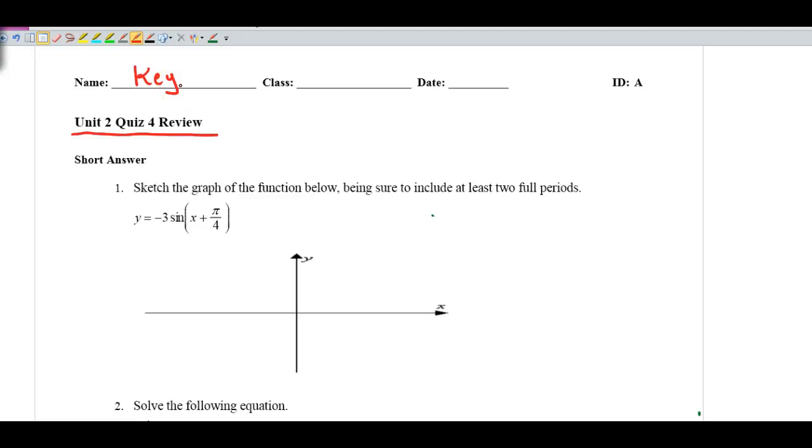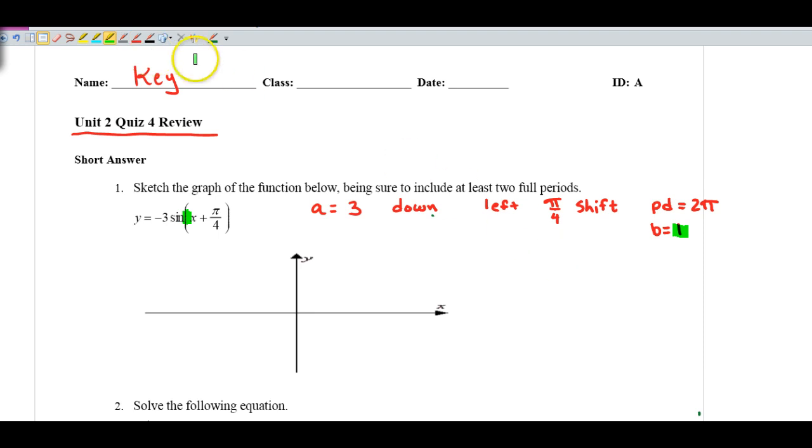OneNote. And in the first problem, we have a graph with the amplitude of 3. And we know it's going to go down because of the sine function. And we know this is a left pi over 4 shift. And we know that the period is 2 pi because b is equal to 1. This is b right here, and it's equal to 1.